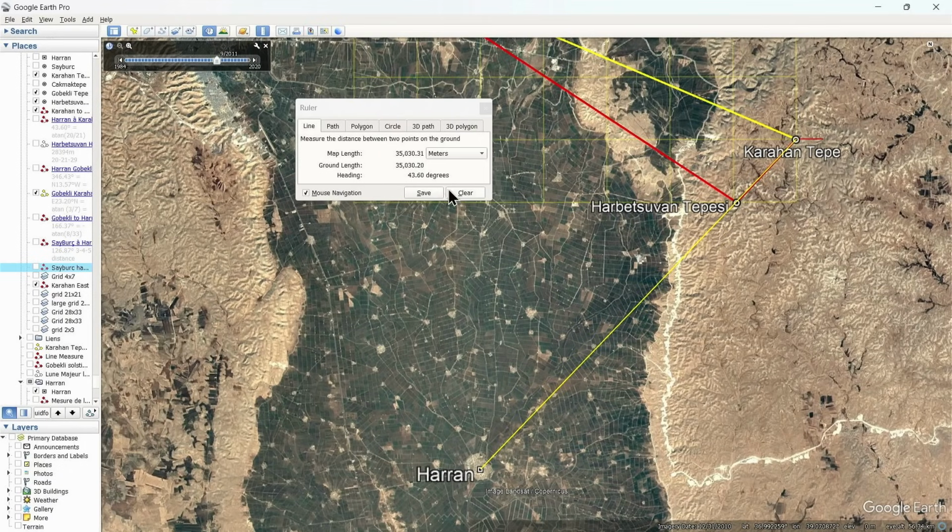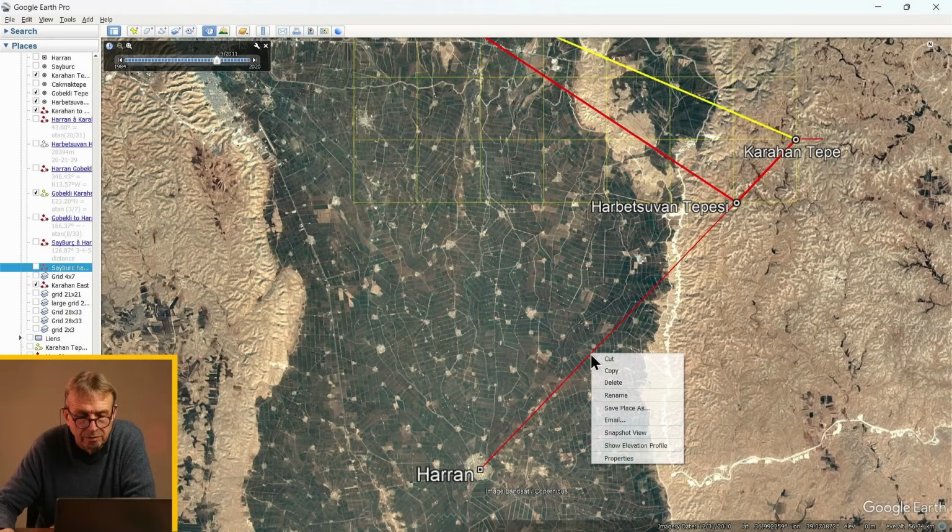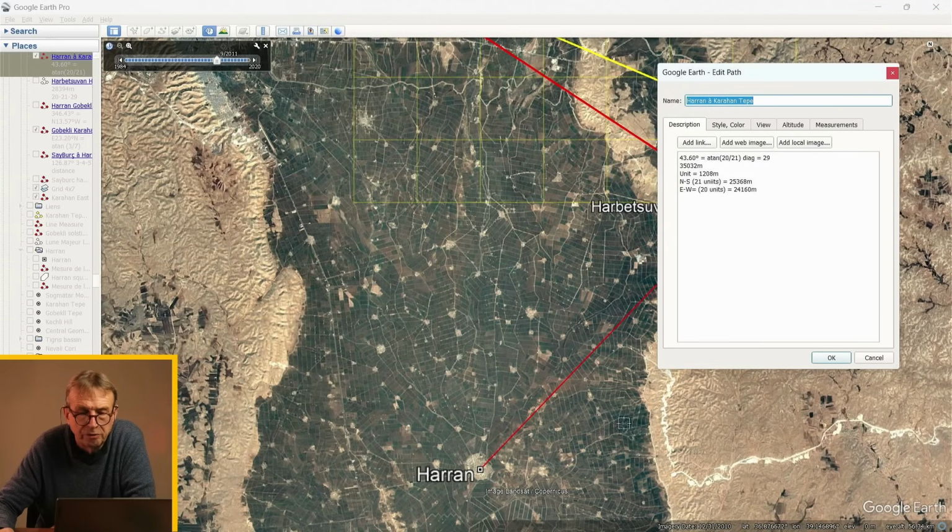Okay, now, so I'll clear that off. And if we look at the properties of this, we can see that the distance is 35,032 meters. So if I divide that by 29, it gives me a unit of 1,208 meters. Okay, so that's an interesting fact.